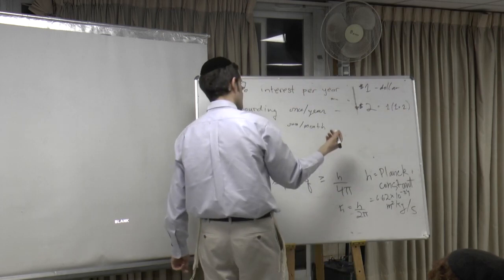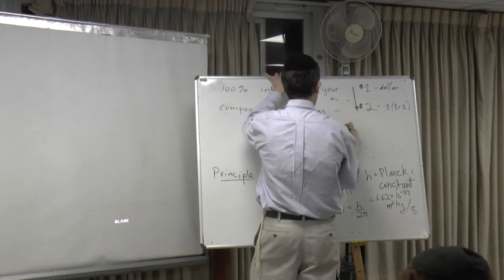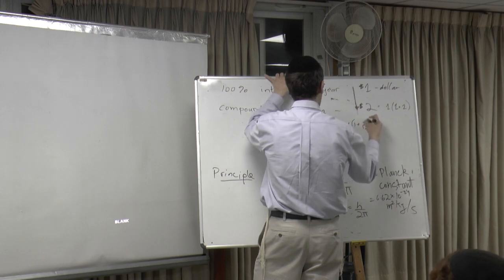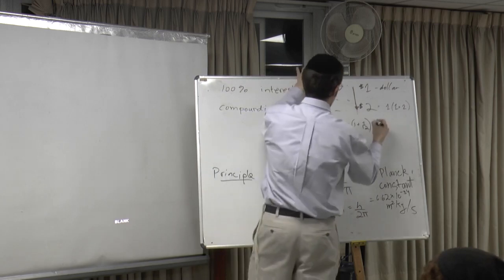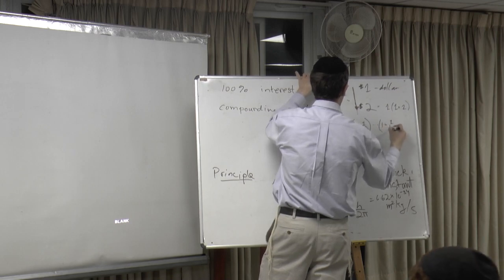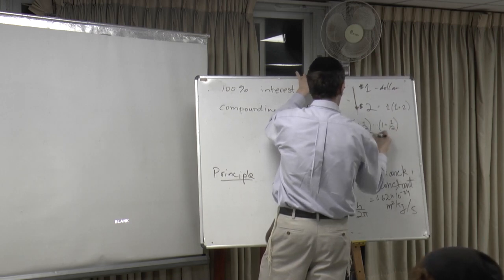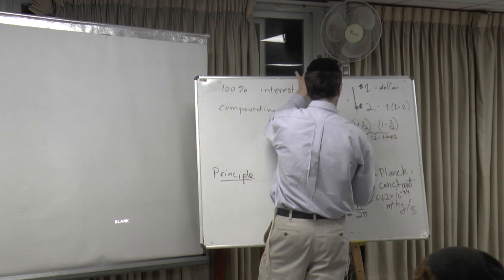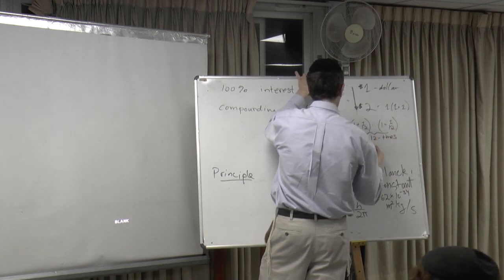But you could do instead once per month: you take your initial amount, and then you multiply it by 1 plus 1/12. That's how much you get in 1 month, times a bunch of times, right? So this, 12 times, or in short, that would be 1 plus 1/12 to the 12.